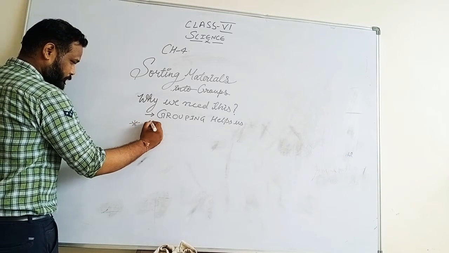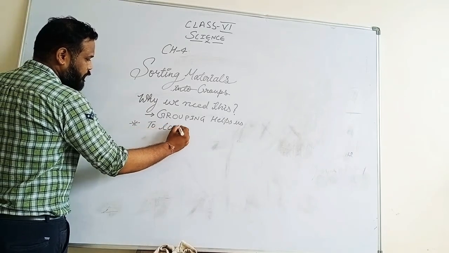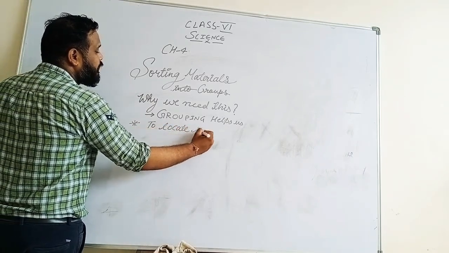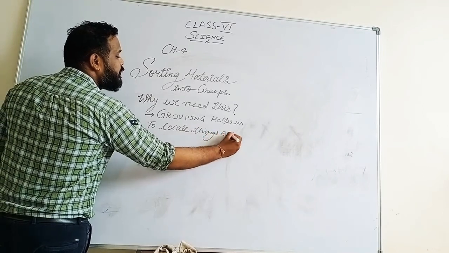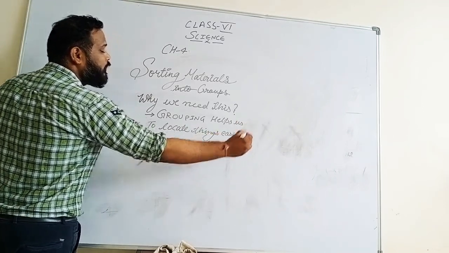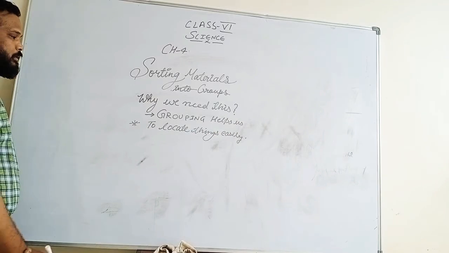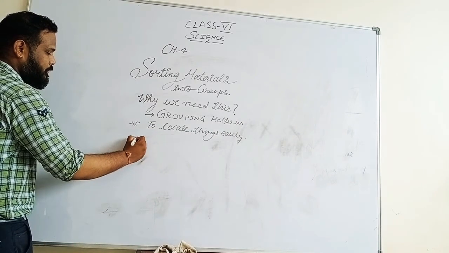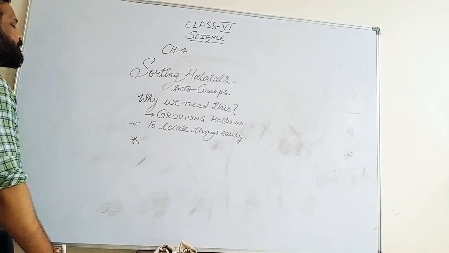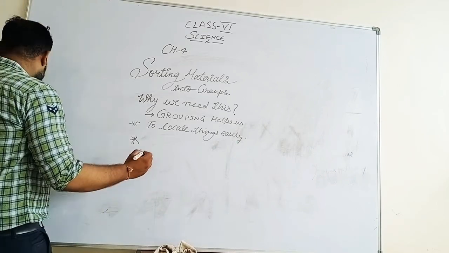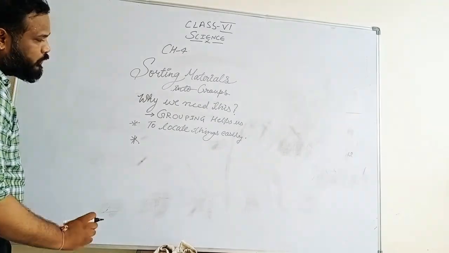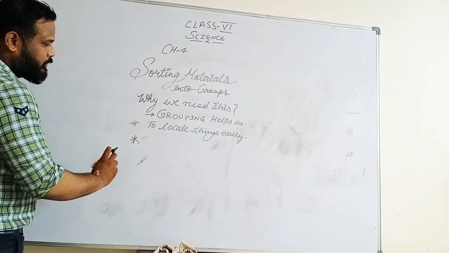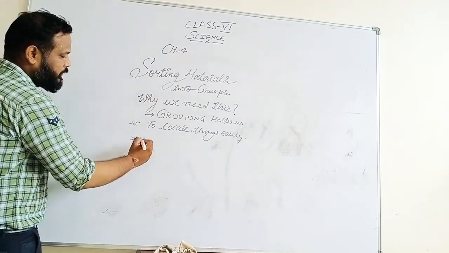The number one is to locate the things easily. You know what? By grouping you can locate them very easily. Now what could be the next point? Yes, the next point will be to locate things. You have gone to a supermarket also, you can see separate sections for everything.